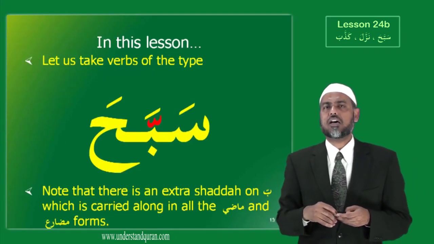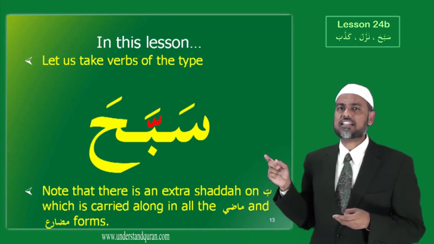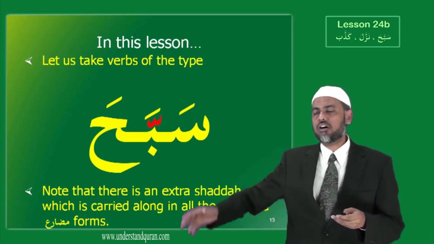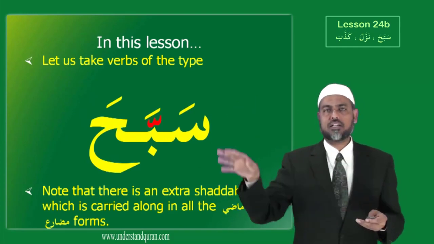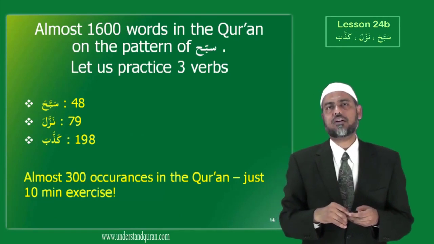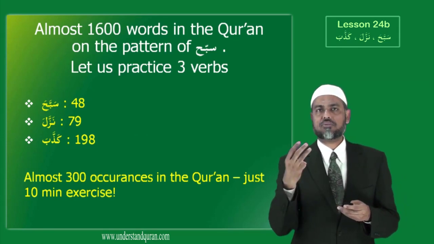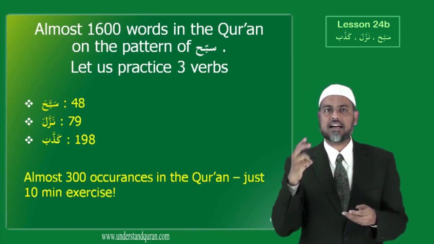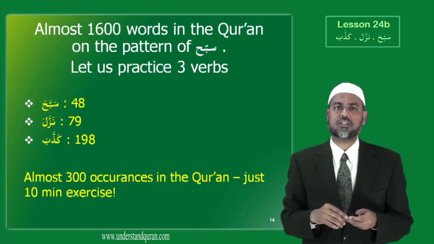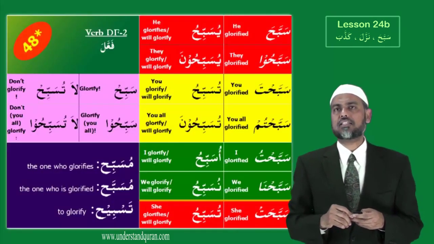So let us take verbs of the first type, sabbaha. Note that there is an extra shadda or tashdid on ba, sabbaha, which is carried along in all the madi and mudari' and amr and nahi. Almost 1600 words in the Quran occur on the pattern of sabbaha. Let's take 3 of them. Sabbaha, nazzala, kaddaba. These 3 together occur almost 300 times in the Quran. So let's learn them in just 10 minutes of exercise, starting with sabbaha.